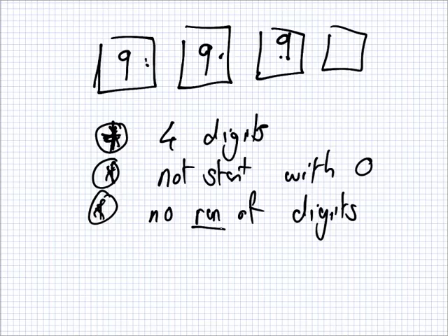So there's 9 for this choice. Yeah, and then for the last one, 9 as well. Yeah. Is that what it is? Yeah. It's 9 to the power 4.